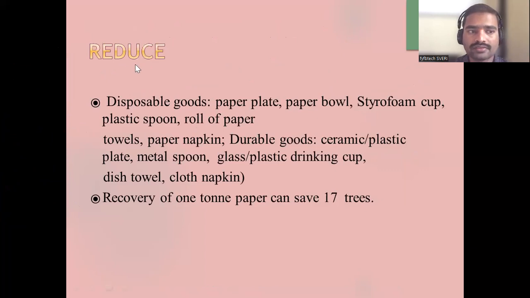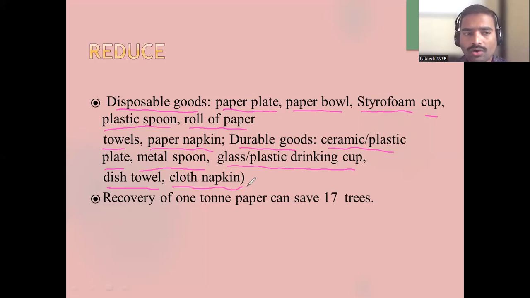See how to reduce the waste. Disposal goods include paper plate, paper bowl, styrofoam cup, plastic spoon, roll of paper towels, and paper napkins. Durable goods include ceramic or plastic plate, metal spoon, glass or plastic drinking cup, dish towel, and cloth towel or napkin. All this comes under disposal goods, and you have to reduce these.